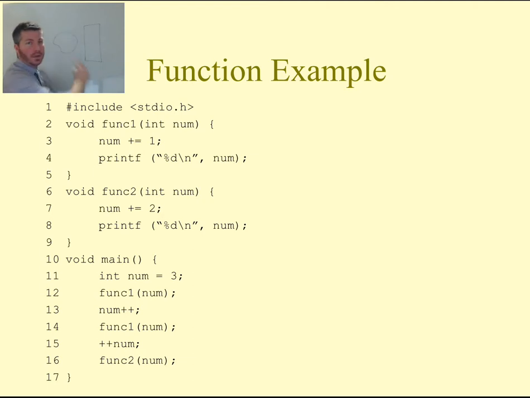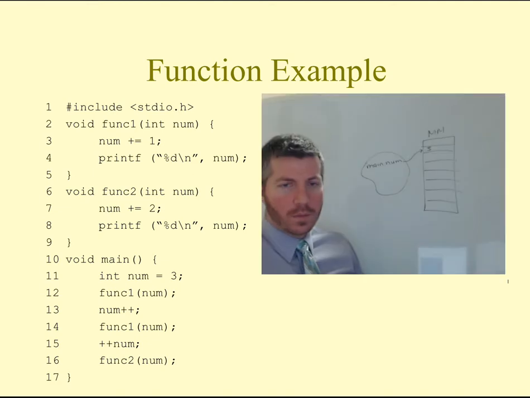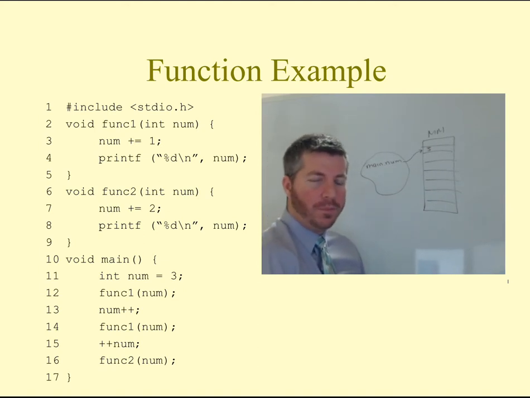Okay, so here is my heap. I have the num variable, which is part of the main function, which is going to point to some location inside of main memory, and it gets the value 3 on line 11. Okay, I made that a little bit bigger, so hopefully you can see that better now. Okay, on line 12 I call the function func1.